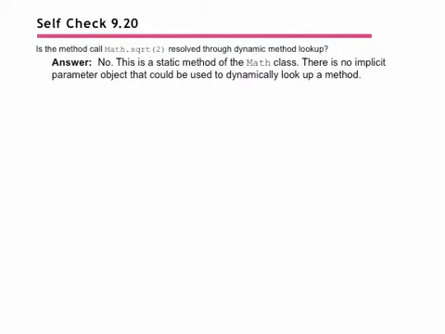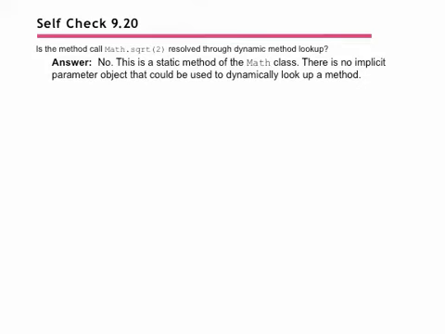So is the method call Math.sqrt(2) resolved through dynamic method lookup or dynamic binding? No, because square root is a static method of the Math class, and therefore it's subject to early binding. Static methods are subject to early binding, or static binding, because they are resolved at compile time, not at runtime. So there's no implicit parameter object that could be used to dynamically look up a method.